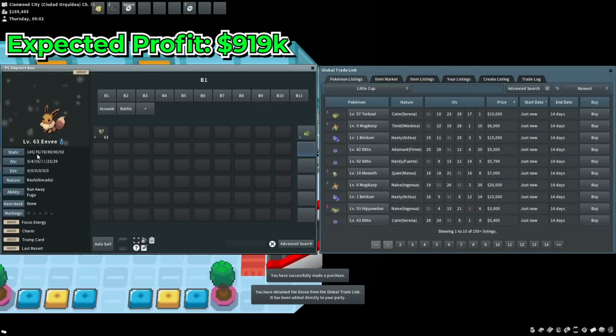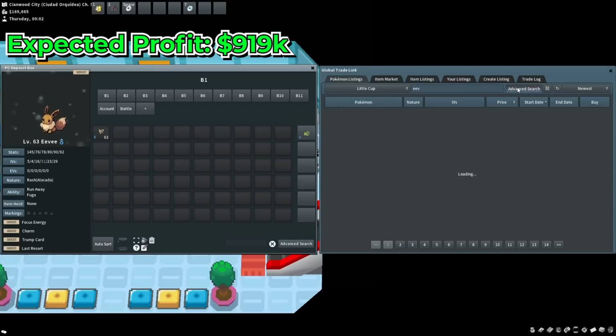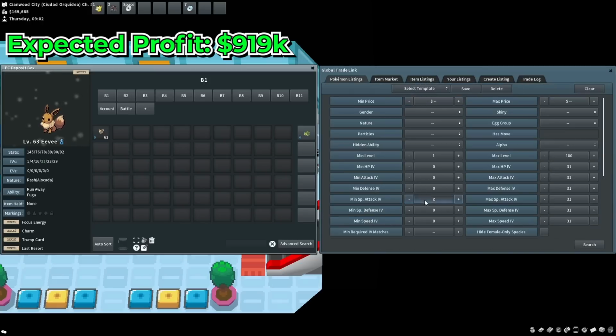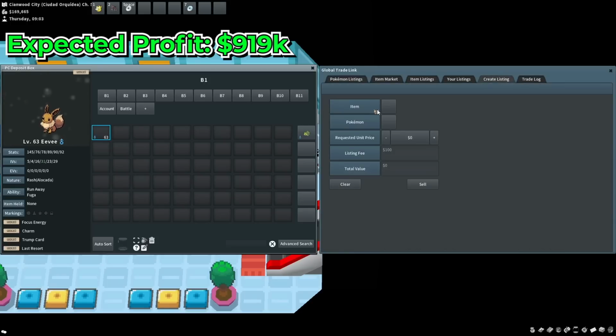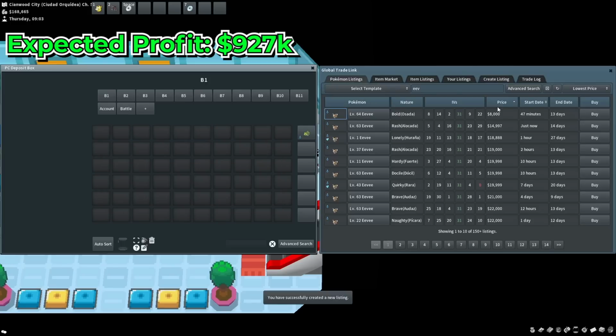So Eevee with 31 in special attack is a good buy, and it would be even better if it had the hidden ability. So Eevee, yep, we're gonna put ours at 14,997. And this one is a flip.